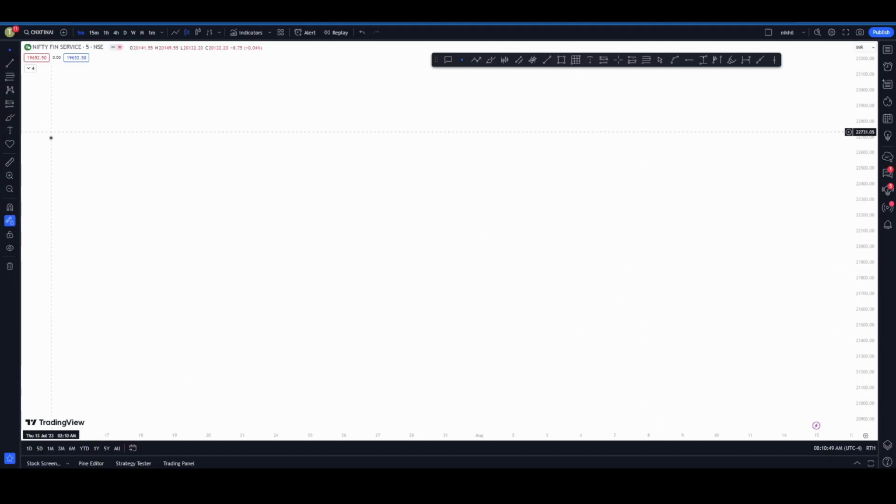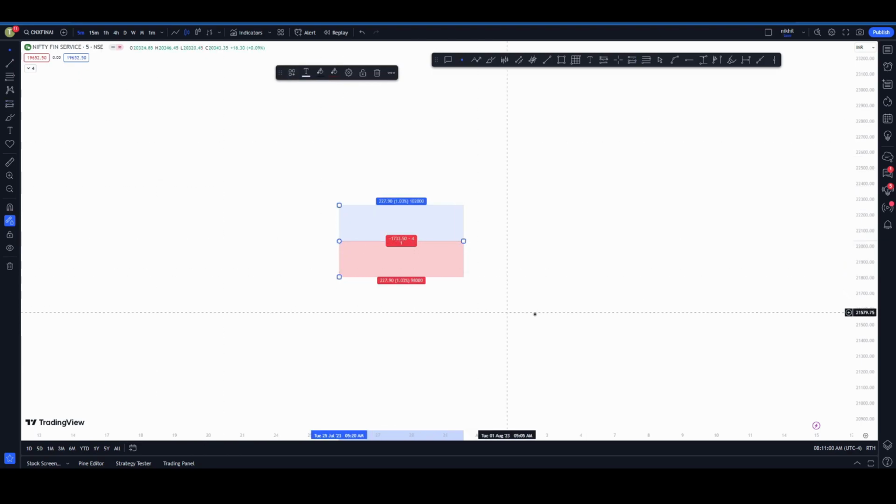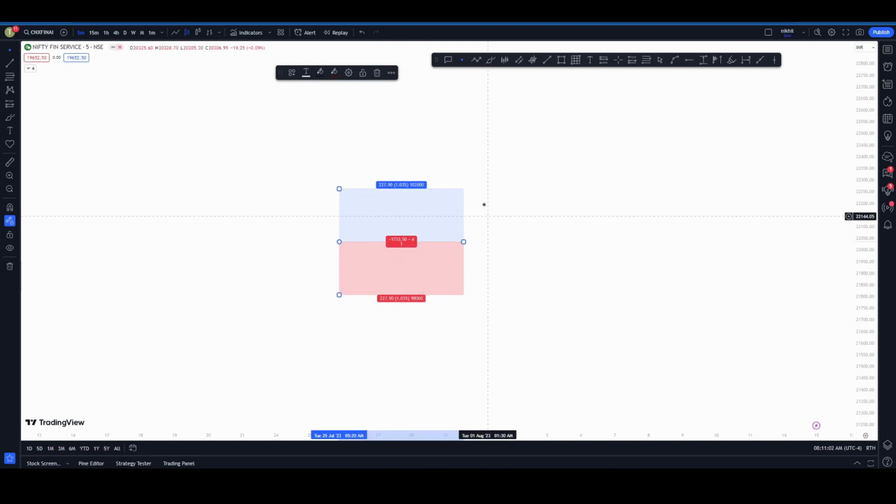So this is the TradingView platform. Okay, यहाँ पे 1 2 3 4 5, fifth option पे आपको मिलेगा long position and short position. If I click on long position, you can see that there is a red box and there is a blue box. This is my target and this is my stop loss.